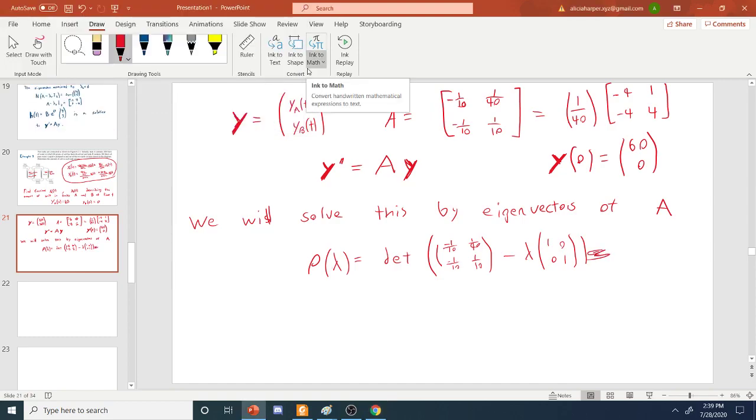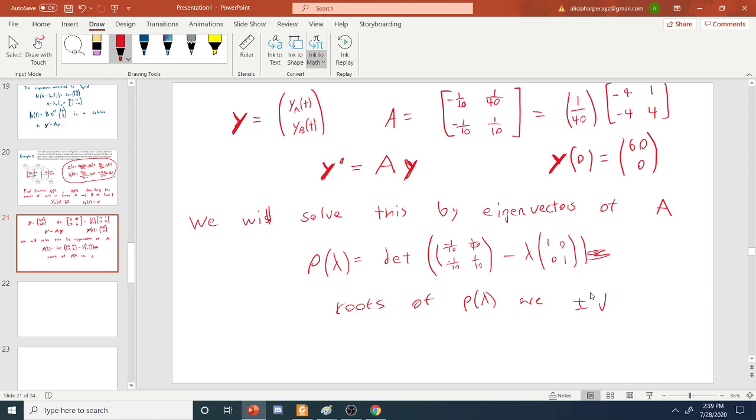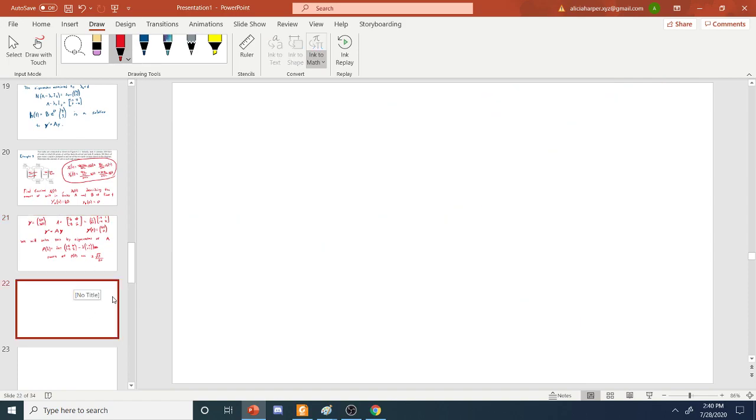So the roots of P lambda are plus minus the square root of 3 over 20. All right, so that's very nice for us. Now, what we can do is we can consider our problem. So let's see.